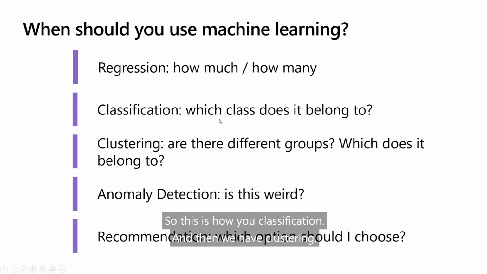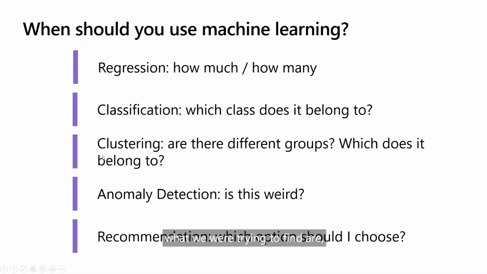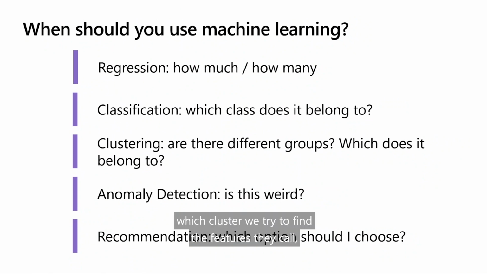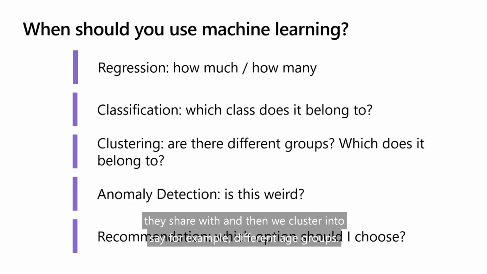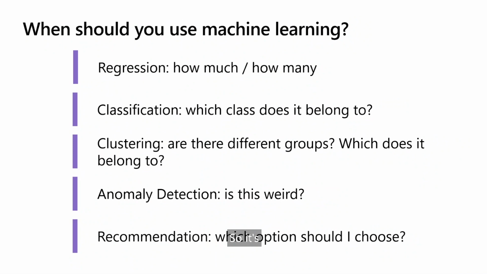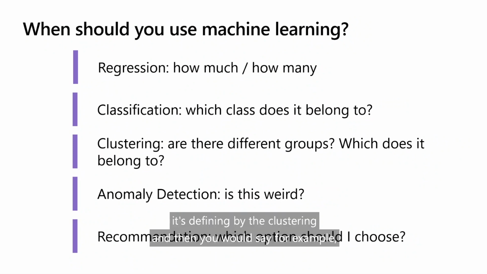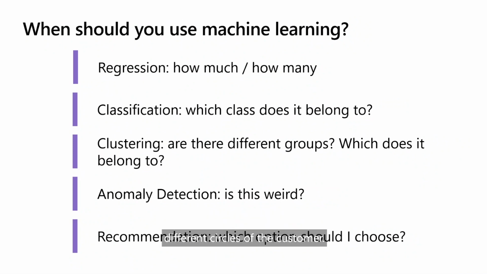And then we have clustering. Clustering is a little bit different from classification. We try to find, for new data or past data, which cluster it belongs to, by finding the features they share, and then we cluster them into, for example, different age groups. So it's defined by the clustering, and you would see different circles of clusters. And then we have abnormality detection.